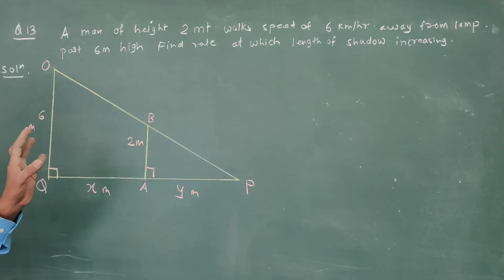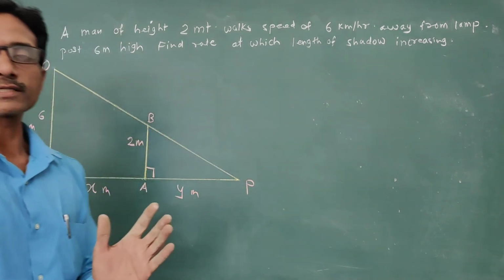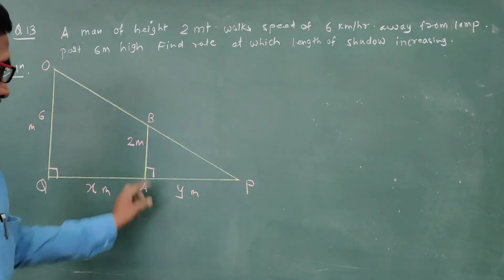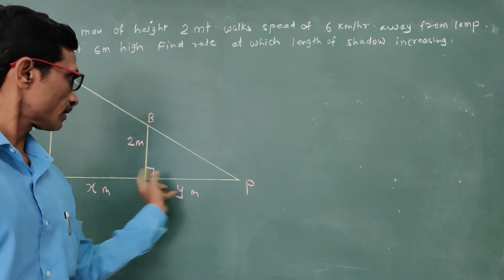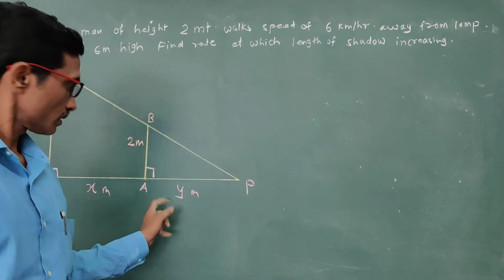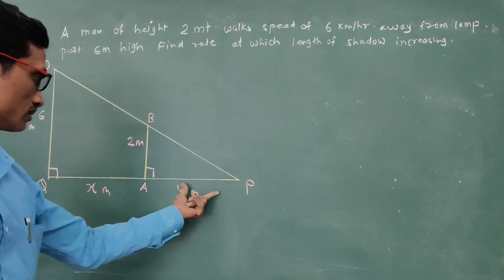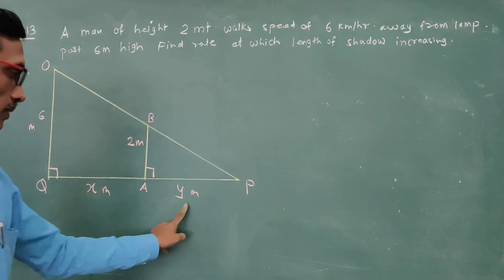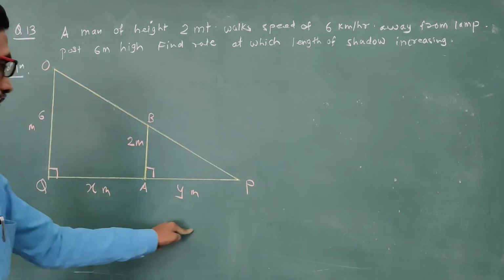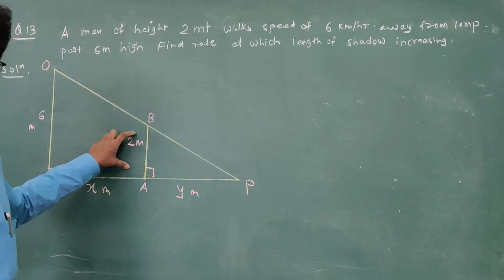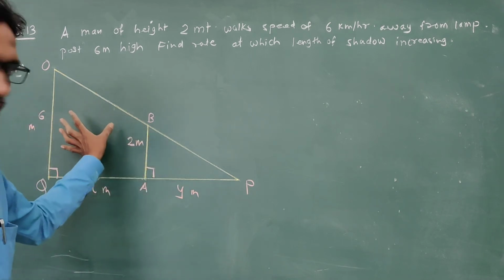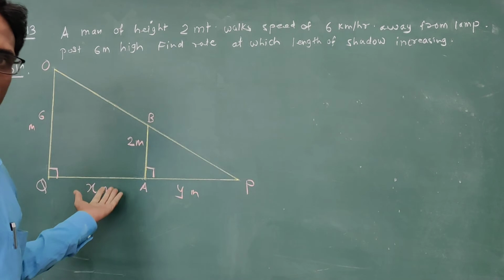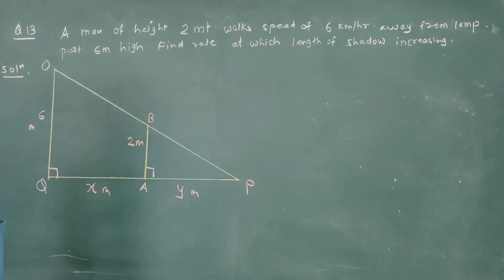These two triangles are similar triangles. So that means their corresponding sides are in proportion. So this side, that is a side of triangle ABP, and this side, that is x plus y, is the side of this bigger triangle. This side is 2 meter and this side is 6 meter. So as these two triangles, smaller triangle and bigger triangle, are similar, corresponding sides are in proportion.